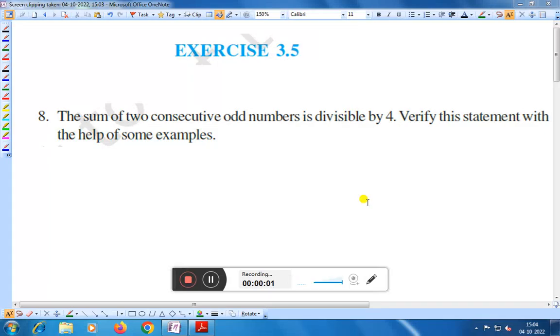Hello friends, today we shall discuss exercise 3.5 question number 8. Now the question is: the sum of two consecutive odd numbers is divisible by 4. Verify this statement with the help of some examples.